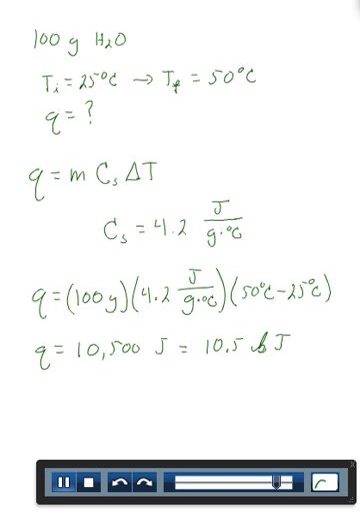So notice that the specific heat has units of joules per gram, and so the mass of the substance will be in grams, and it also has units of per degree centigrade, and so the temperature change, delta T, will be given in degrees centigrade, and delta T is just an abbreviated way of writing the final temperature minus the initial temperature.